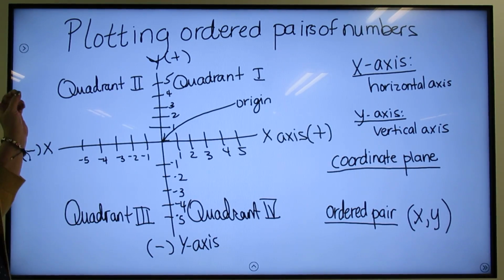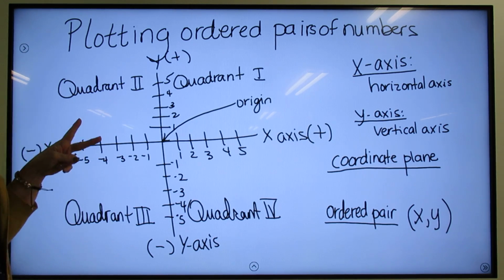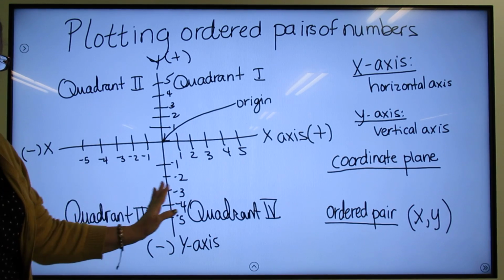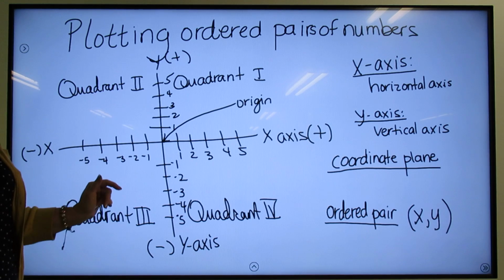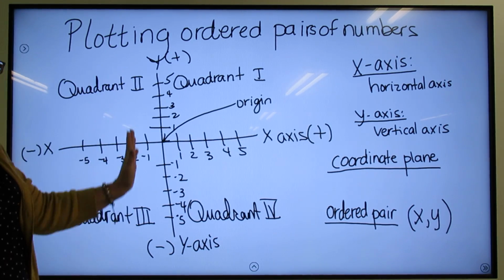Hello. So we're going to be talking about plotting ordered pairs of numbers. Coordinate grid, ordered pair, x-axis, y-axis, and quadrants are all on this information right here. So first of all, x and y-axis. X-axis goes horizontal, y-axis goes vertical.